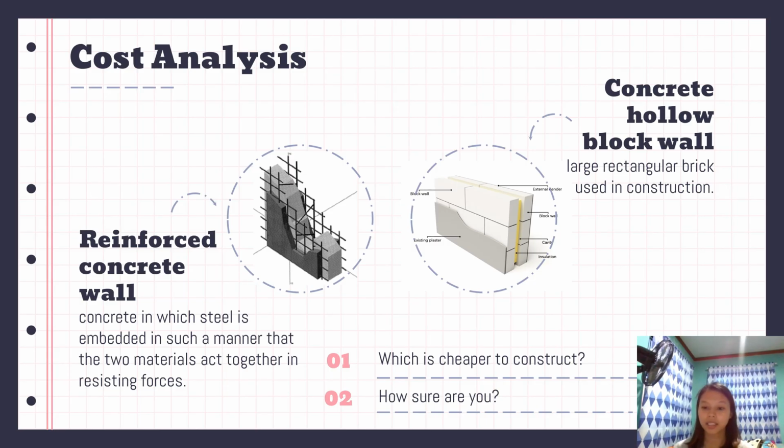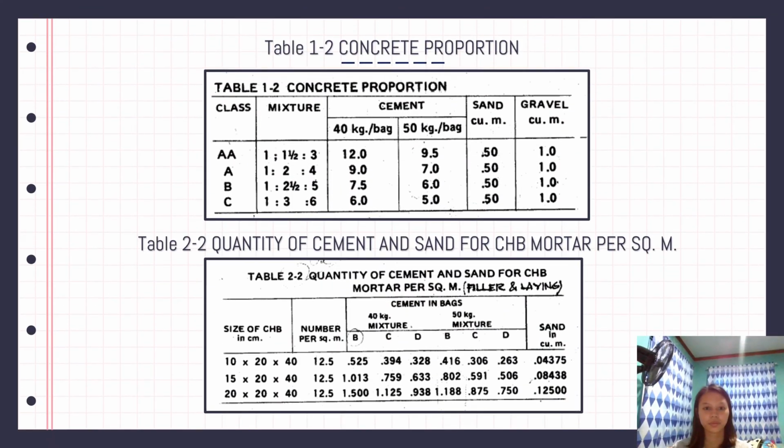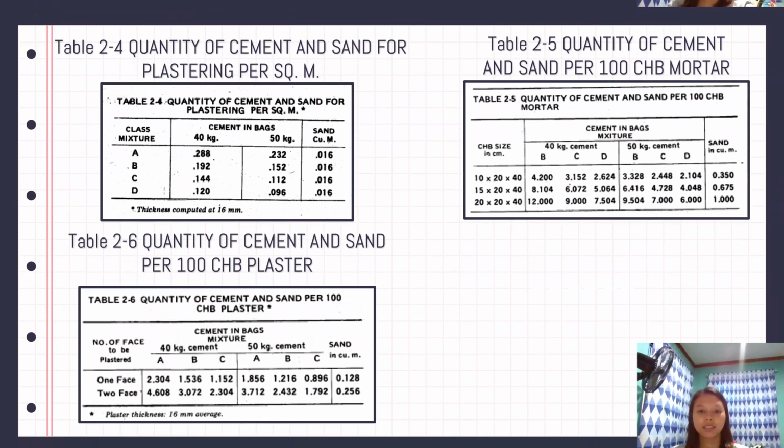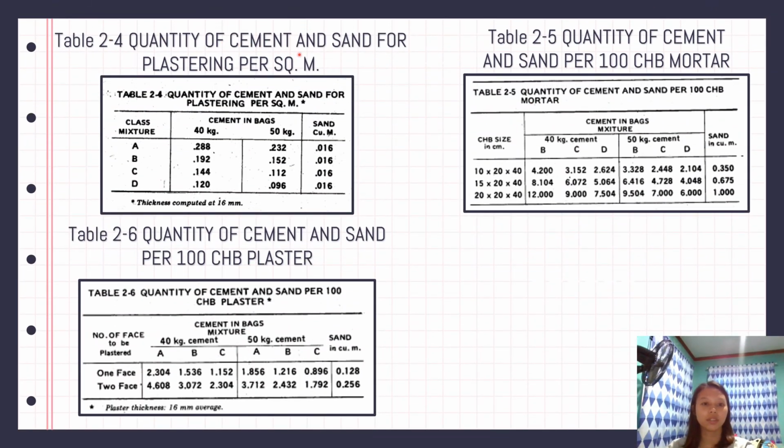But not all clients stick to that answer. Of course, some will go for computations, some will really think about it or even Google it. Now this client is wise. These tables will be used in the computation. Table 1-2, the concrete portion. Table 2-2, quantity of cement and sand for CHB mortar per square meter. And next is Table 2-4, the quantity of cement and sand for plastering per square meter. Later on, we will also discuss Table 2-5 and Table 2-6.